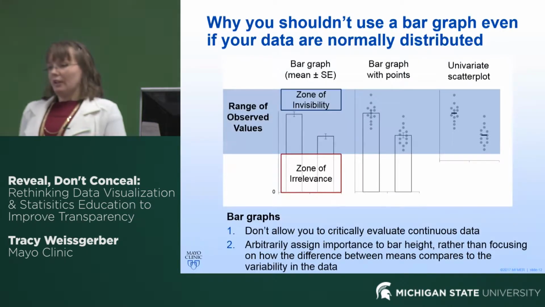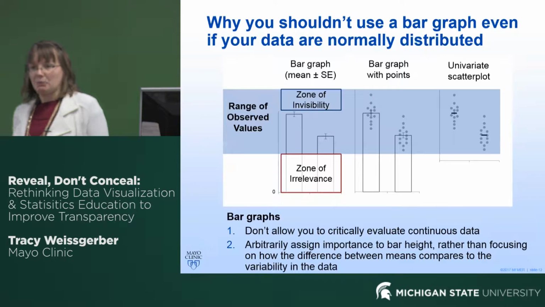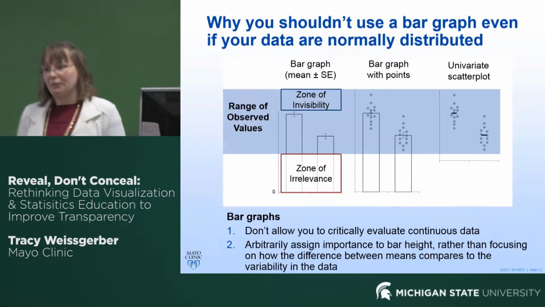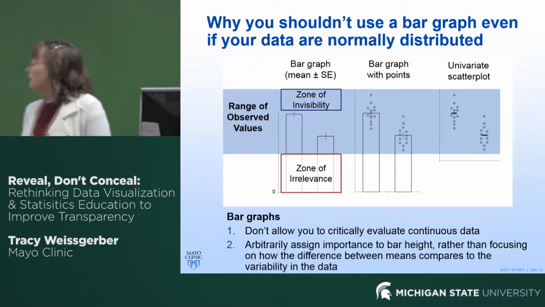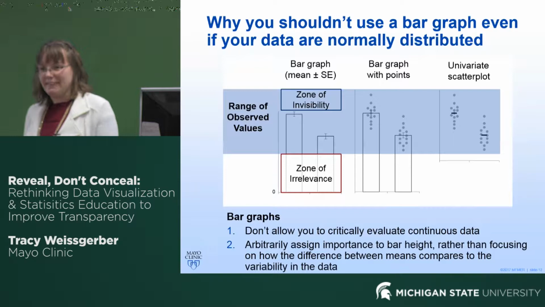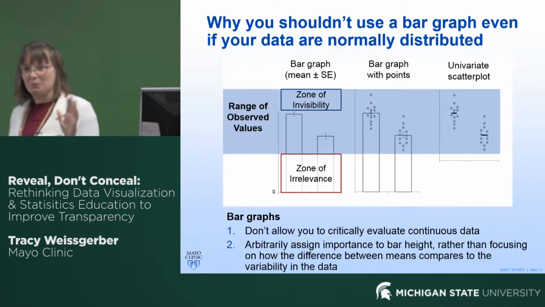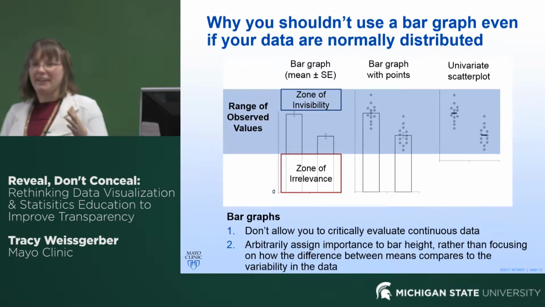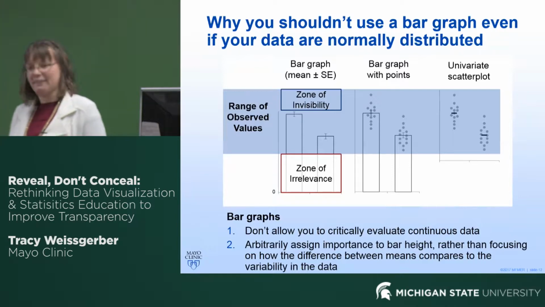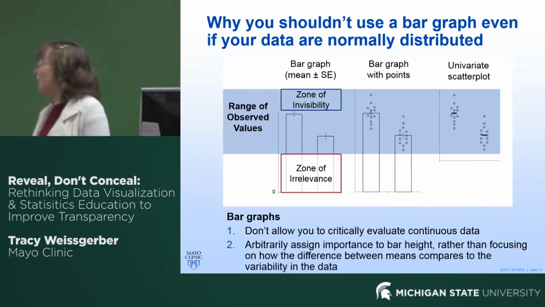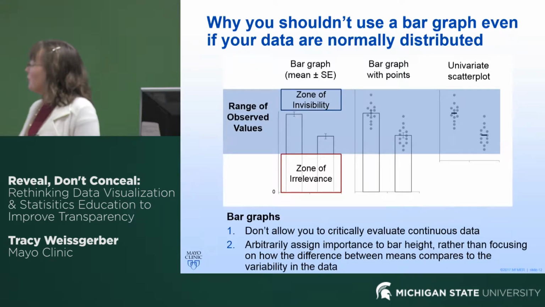So the next question that I always get is, okay, well, let's say I know my data are normally distributed. Can I use a bar graph then? And the answer to that question is still no, for a couple of reasons. First, it still is not going to allow you to critically evaluate that data. So you've said, I know my data are normally distributed, but this is science, and we want to see the evidence of that. We want to see the data showing that so that we can say, yes, we agree with your conclusion, that's correct. And that's how we would have done it too.